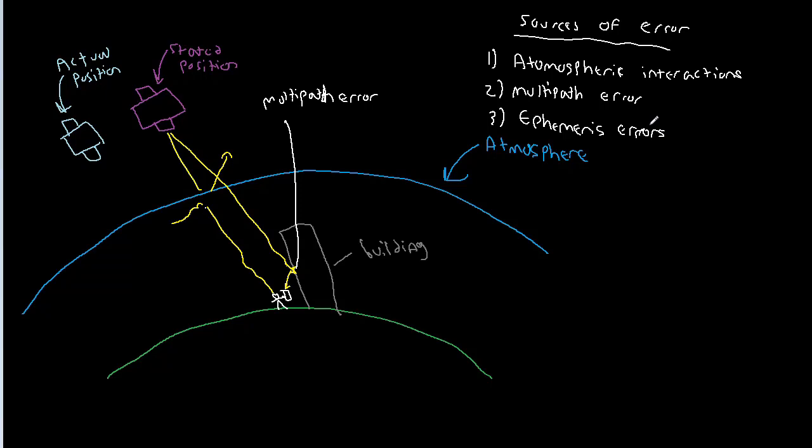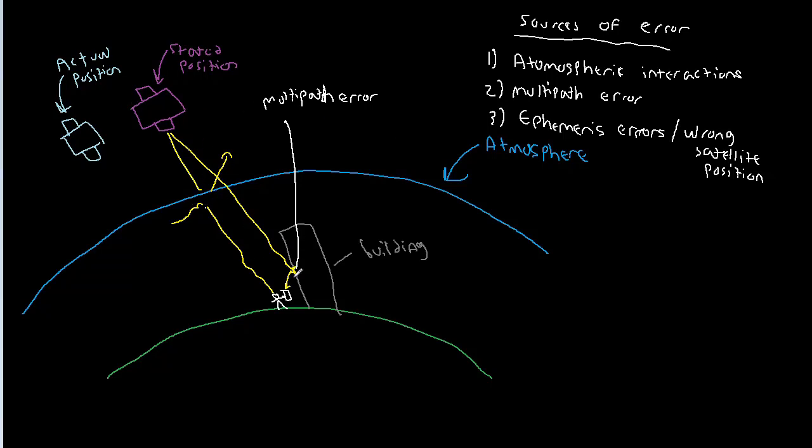So ephemeris errors are, again, errors where the satellite is broadcasting its position, but it's broadcasting the wrong position, right? There's been some miscalculation, or the satellite has done something that it wasn't supposed to in its orbit, so that it's telling us the wrong position. So for ephemeris errors, I'm going to say wrong satellite position. Okay?